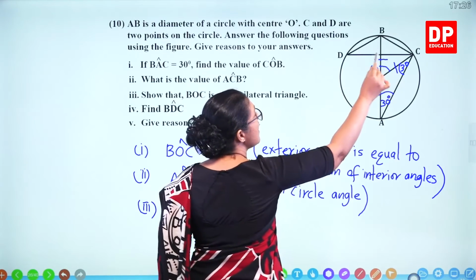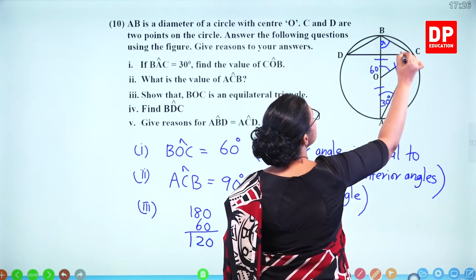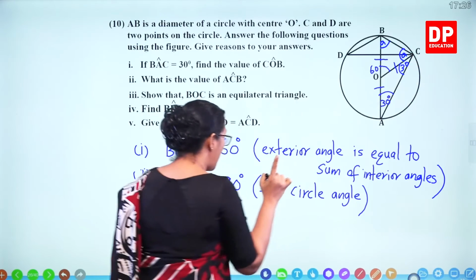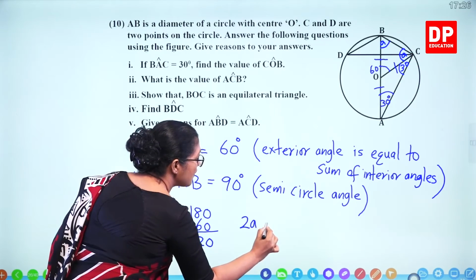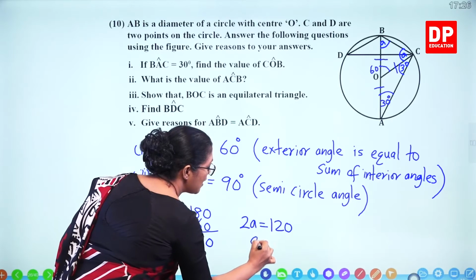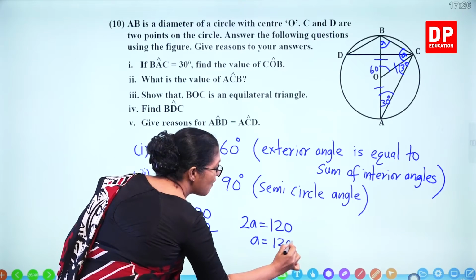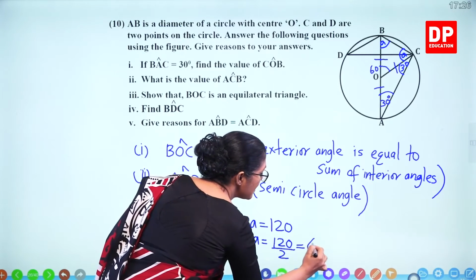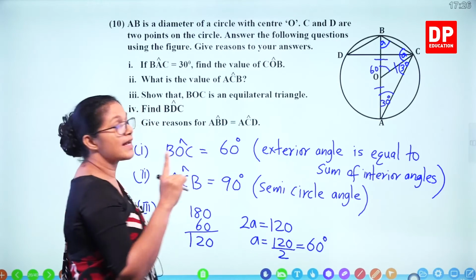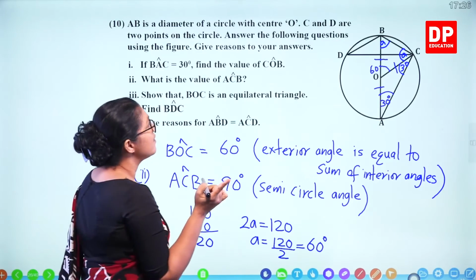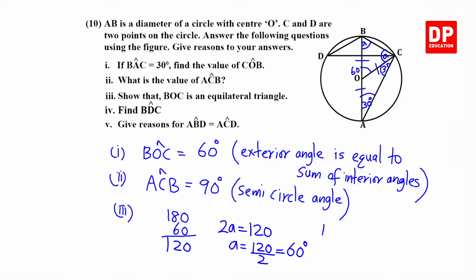These two angles are equal. This is A, this is A. So 2A equals 120. A becomes 120 divided by 2. That's 60 degrees. Now we can see all angles are 60 degrees. So BOC is an equilateral triangle.